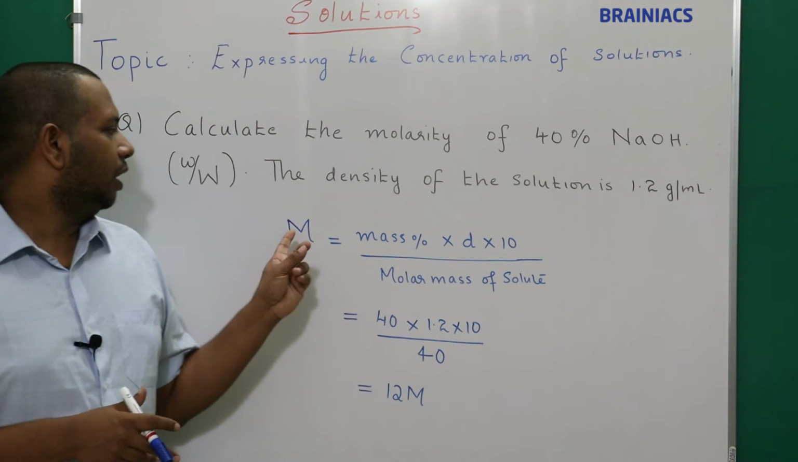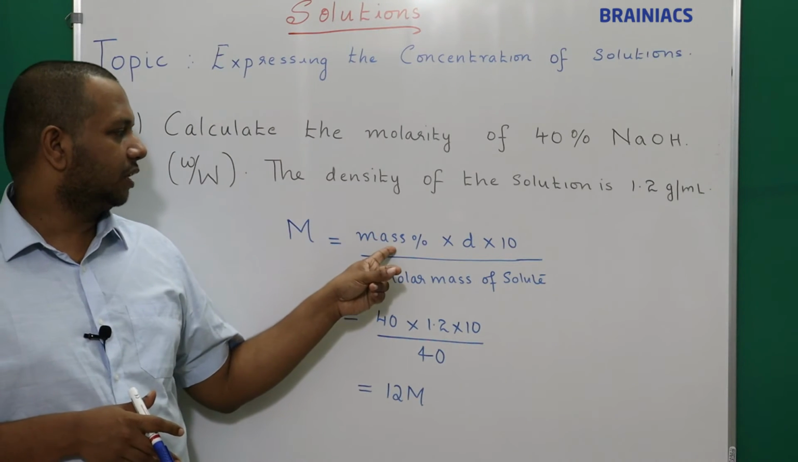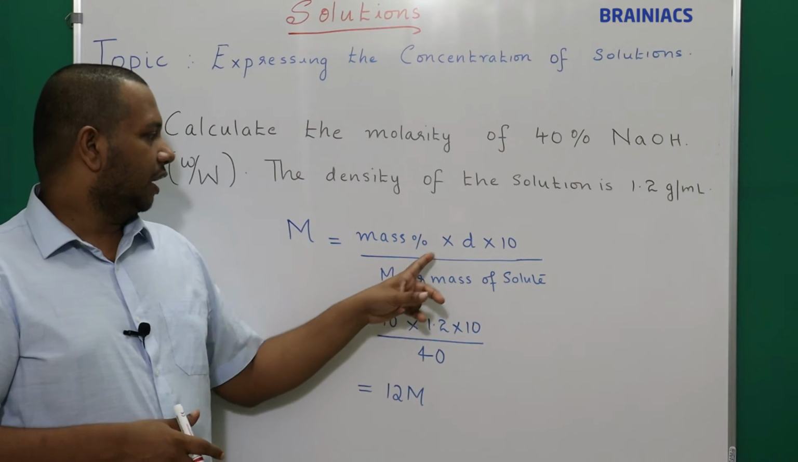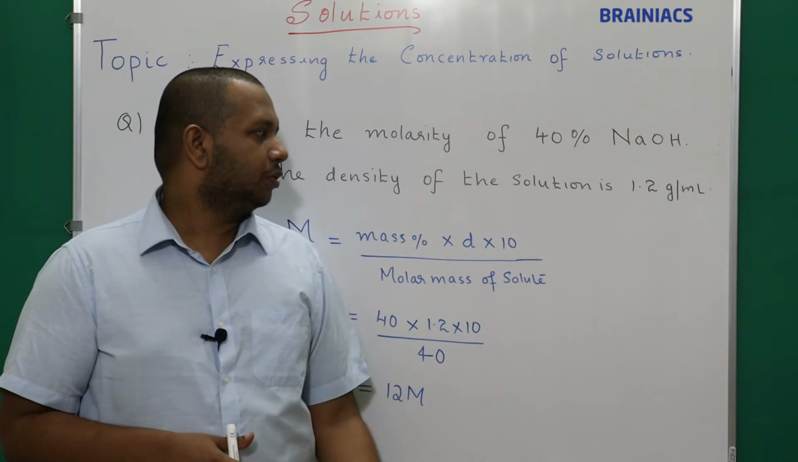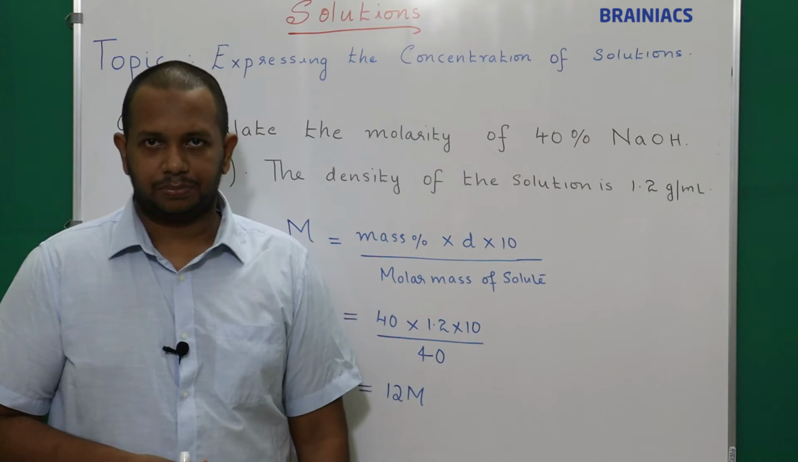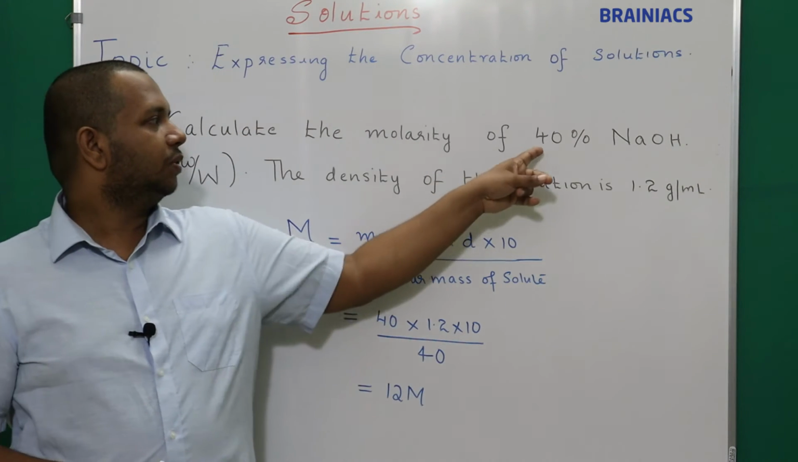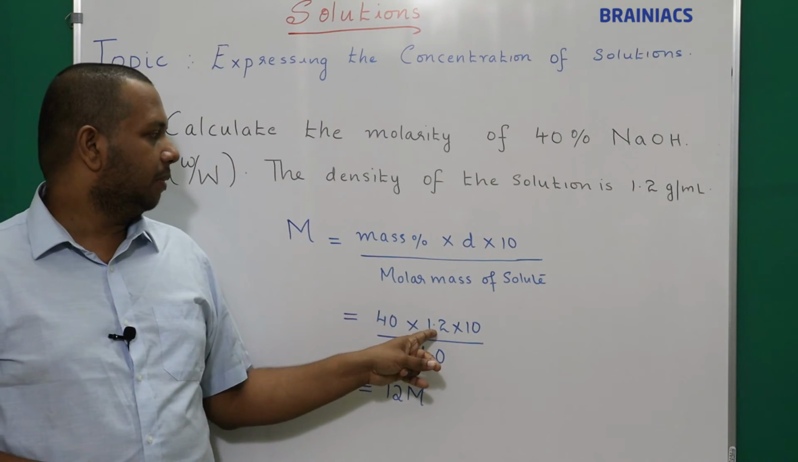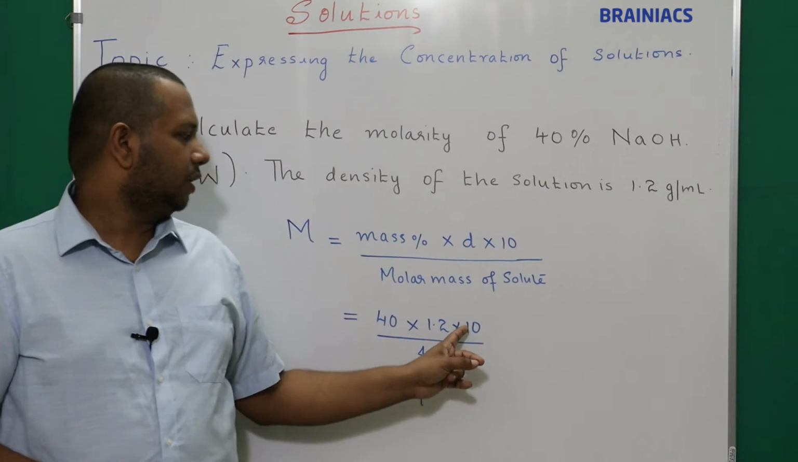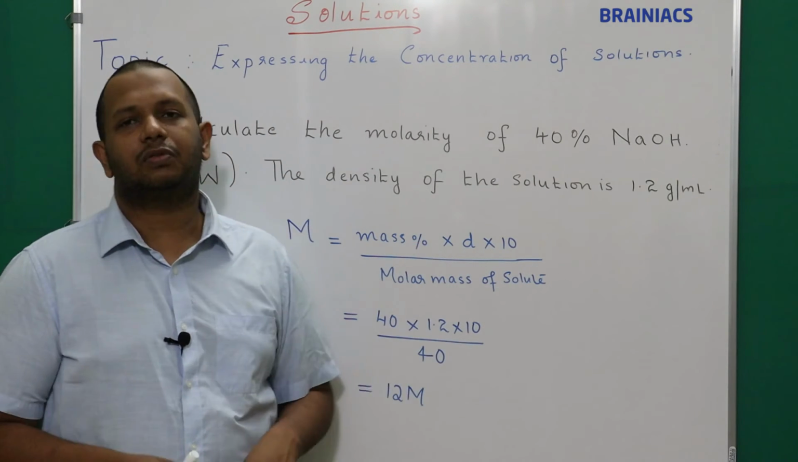So we know the formula: molarity is equal to mass percentage, which is directly given as 40, multiplied by the density, which is given as 1.2 gram per ml, into 10, divided by the molar mass of the solute. Mass percentage is 40, multiplied by the density of the solution, 1.2, multiplied by 10, divided by the molar mass of the solute.